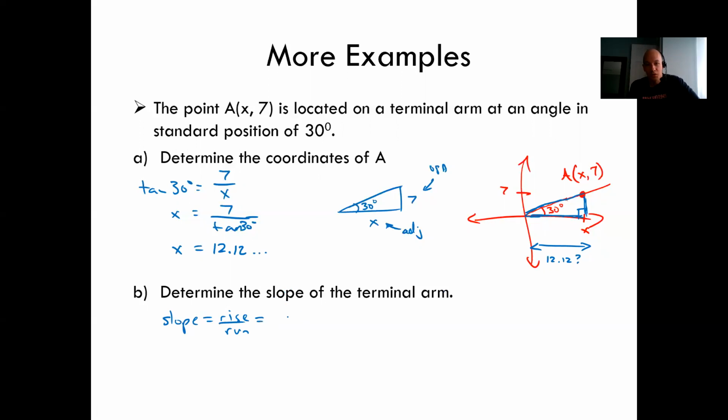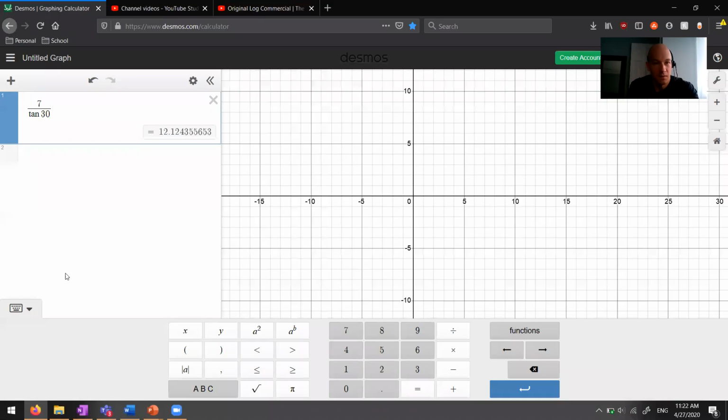In this triangle, the opposite side is like a rise, and the adjacent is like the run. So we would say it has a rise of 7 and a run of 12.12 and so on. When we work this out, we can go 7 divided by 12.12, and 0.577 would be our answer.